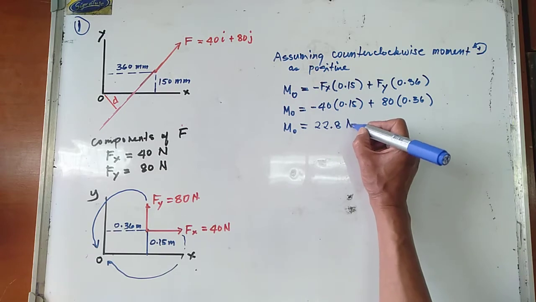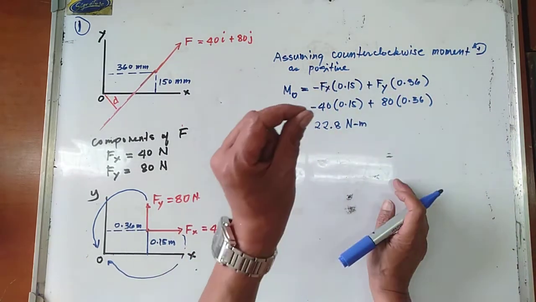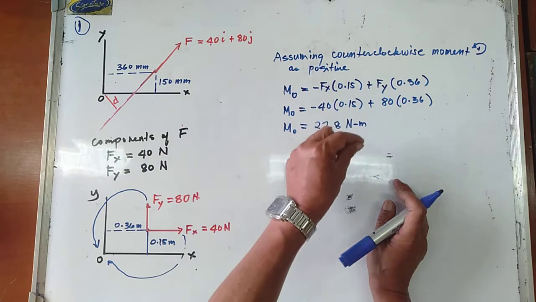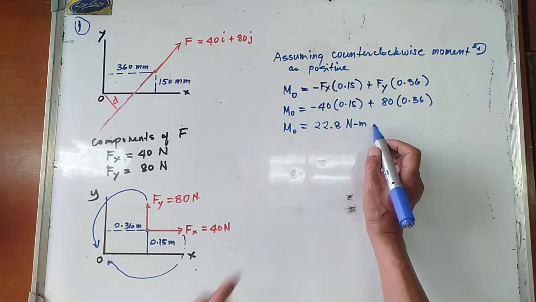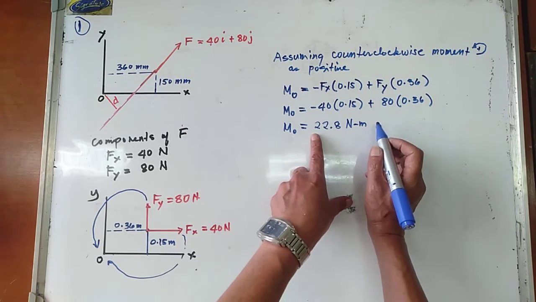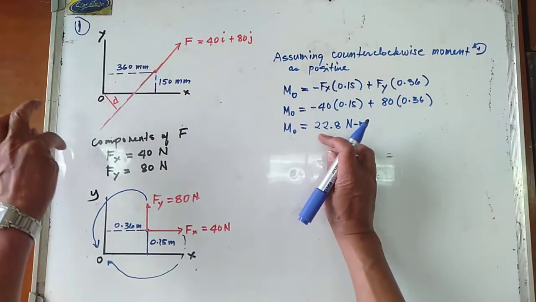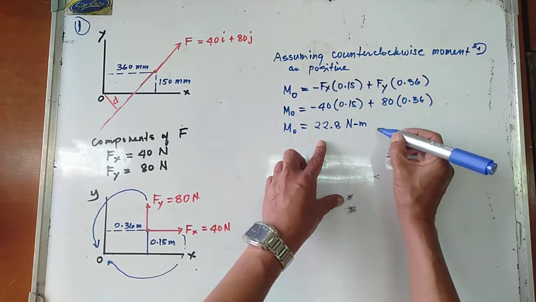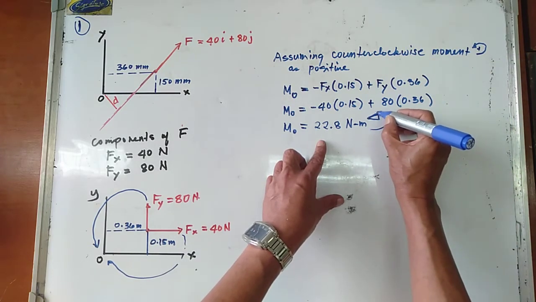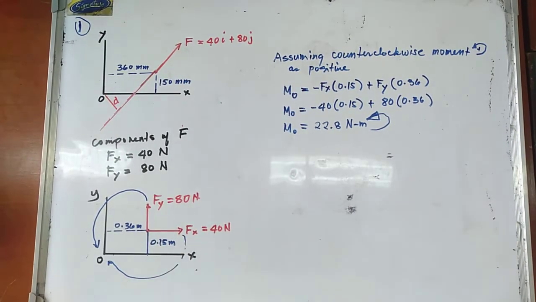And the moment of this force about point O is now equal to 22.8 Newton meter. The unit of a moment is force and a distance, so it is the unit of a force times the unit of a distance. So that is Newton meter. Since we get a positive value, the moment of this force about point O is counterclockwise, because we assumed counterclockwise moment to be positive.